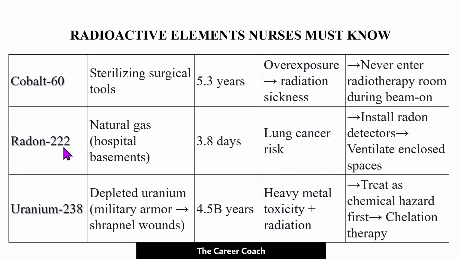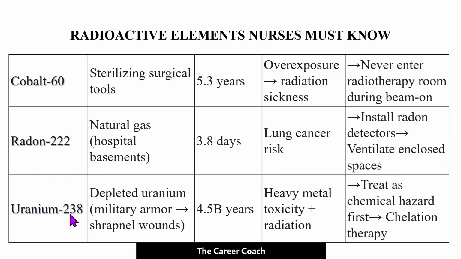Next is radon 222. Radon 222 is a naturally occurring gas that is usually found in most hospital basements. It has a half-life of 3.8 days. It can usually cause lung cancer. So exposure to radon will cause lung cancer risk. There is need to install radon detectors. There are detectors that can be installed and sound an alarm if they detect radon 222. There is also need to ventilate enclosed spaces. Enclosed spaces can lead to exposure to radon.